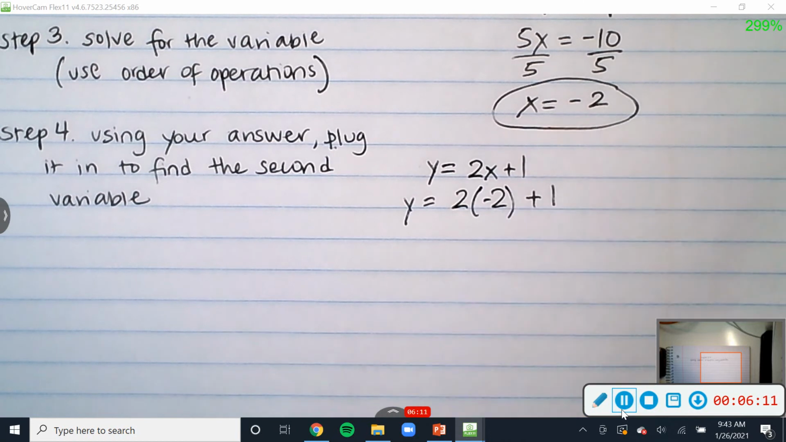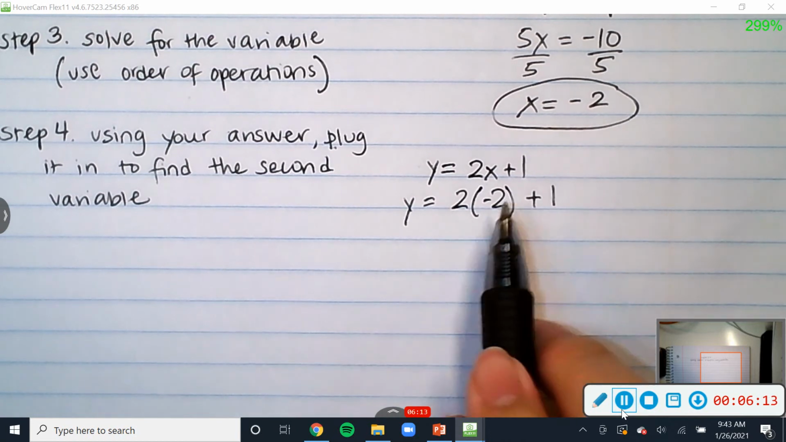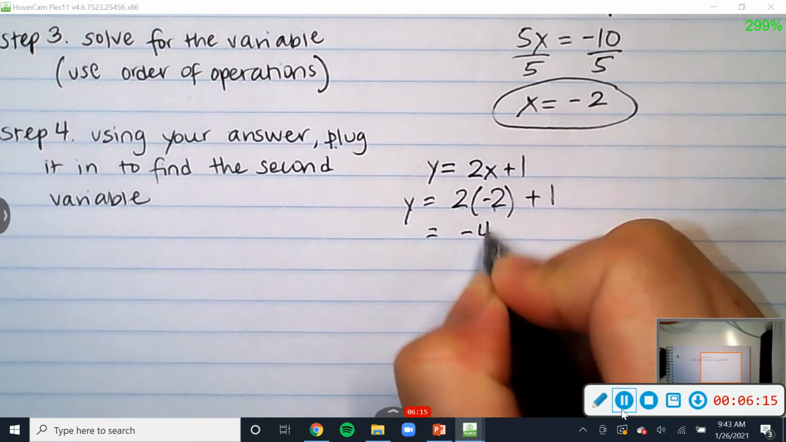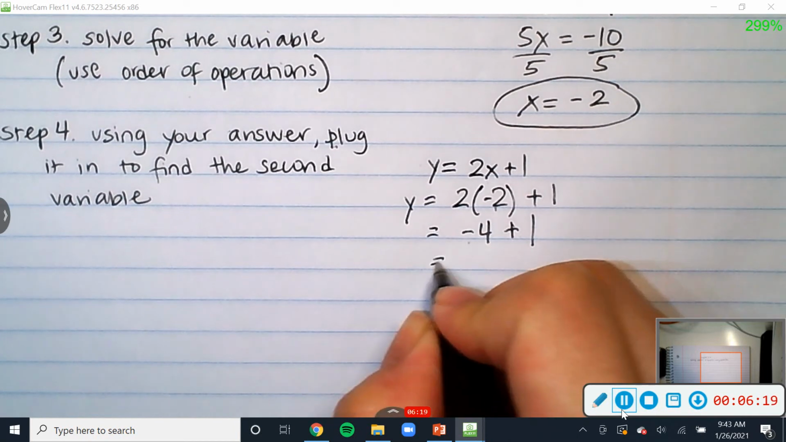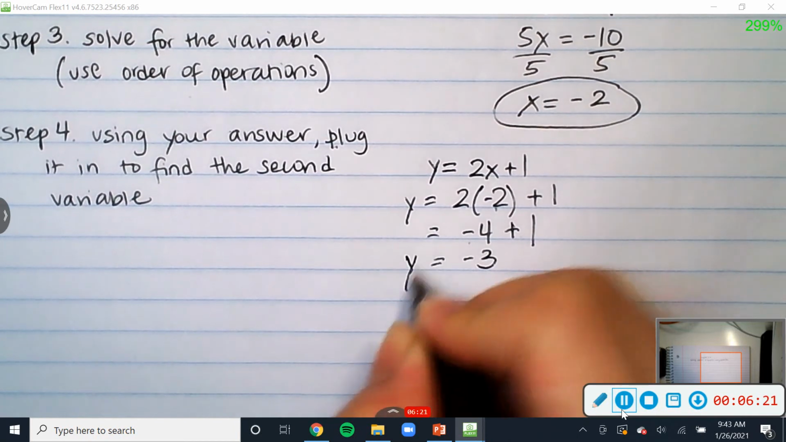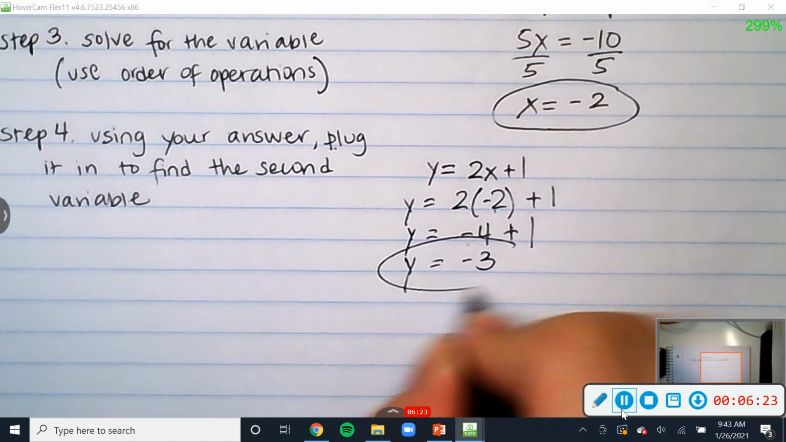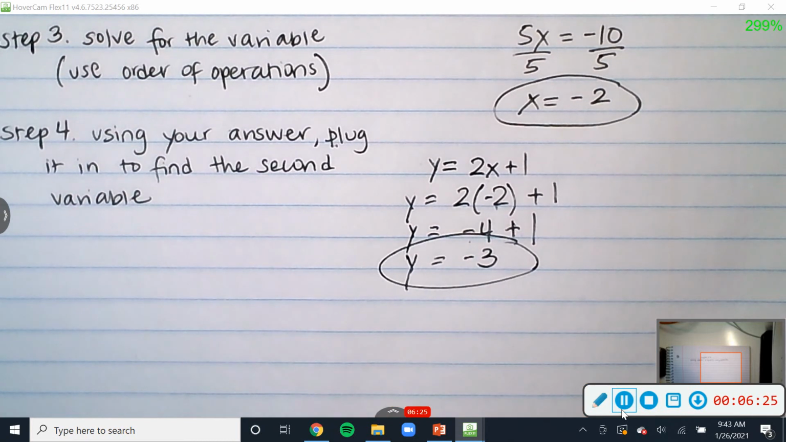And then from here, I just need to do some basic math. 2 times negative 2 is negative 4. And negative 4 plus 1 is negative 3. So I know that y is equal to negative 3.